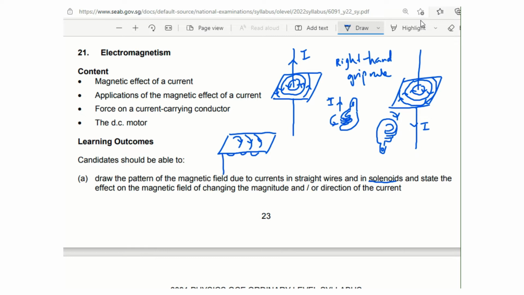So there's a current going down. Maybe let me draw it again. I have a solenoid, and it goes upwards. It can go this way.